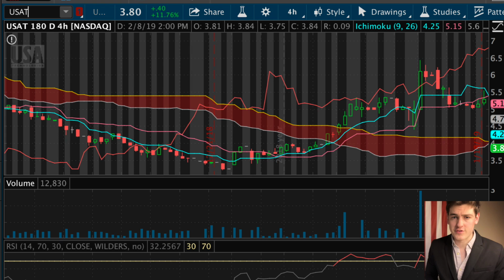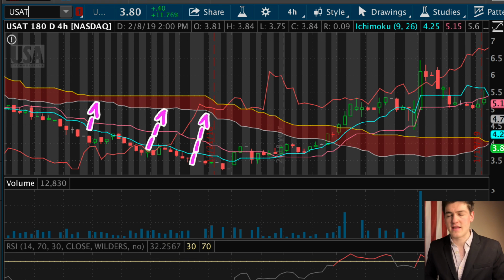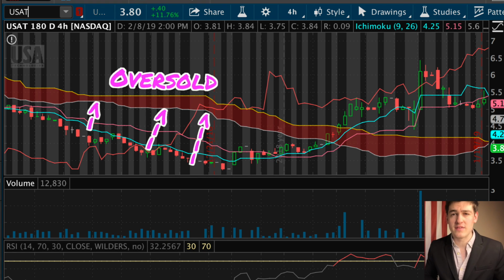Okay, next example. So with USAT, using literally just the cloud can give you a huge signal of a break of trend. Say you're watching for signs of an uptrend and you start seeing this huge gap between the red cloud, and that's a huge signal that the stock is likely trading much lower than it should be and is thus oversold. Of course, we see this reflected on the RSI indicator as well.